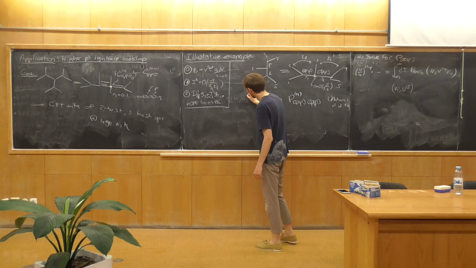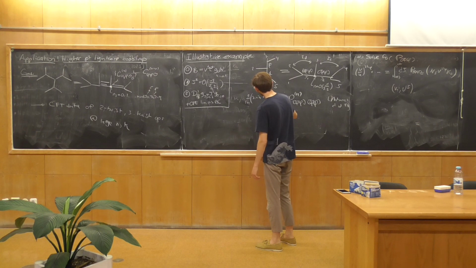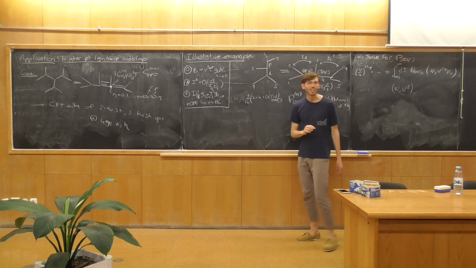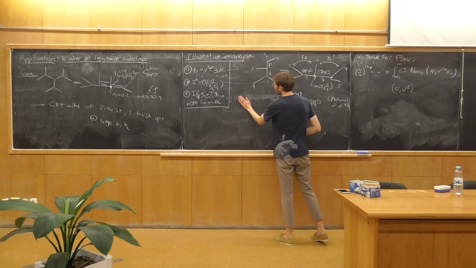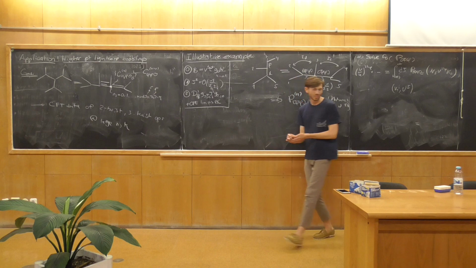I go 1 over epsilon 1, 2. I get this du du, and then I get an order epsilon 1, 4 correction, which I also neglect. Okay. So that's why I can confidently say this.